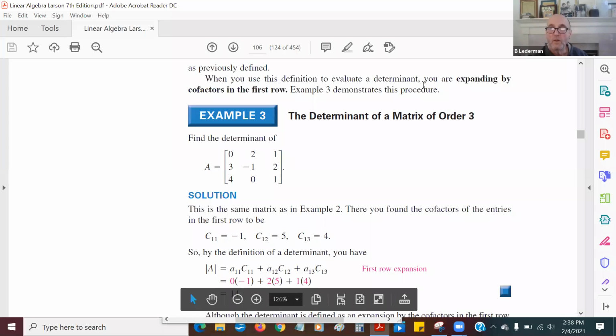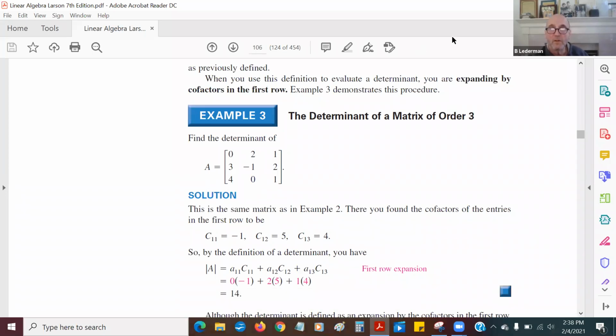Now, when you use this definition to evaluate the determinant, you are expanding by cofactors in the first row, which kind of implies that there are other ways to do it. You can do the second row, third row, fourth row. We're going to be mostly doing the first row. All things equal, usually we do the first row. But we're going to learn that you could expand along any row or any column and still get the same answer, which is quite miraculous.